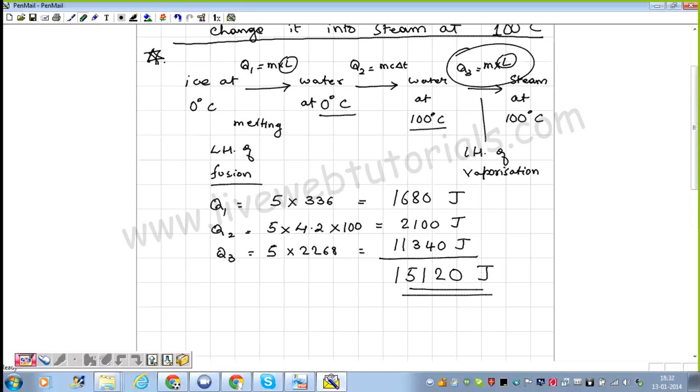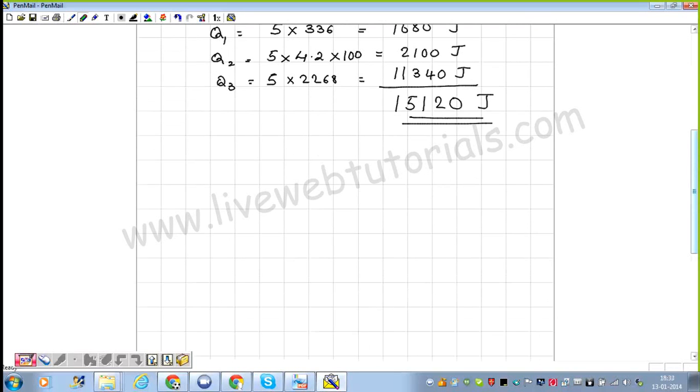See, in the same question, I can additionally ask you one more thing over here. Okay, if I'm using a heater of power, say 1 kilowatt, how much is the time required to bring about this change? Now power is 1 kilowatt, that means 1000 watts. Okay, now power, what is the formula? Work upon time.